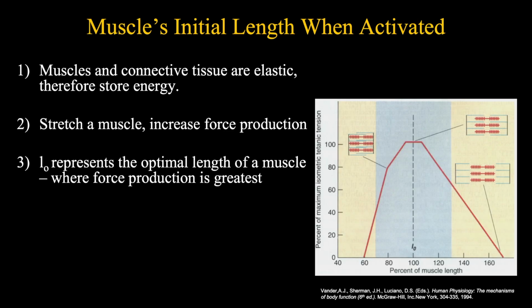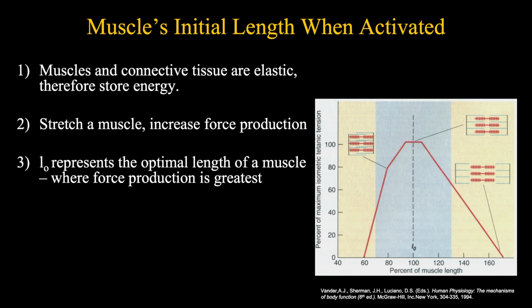The muscle's initial length when activated is also a factor in force production. In this diagram, on the y-axis, we have the percent of maximum isometric tetanic tension. In other words, what's the percent of maximum force that can be produced? And on the x-axis, we have the percent of muscle length. In other words, how much interaction at the level of the sarcomere do the actin and myosin filaments have? At 80% of resting muscle length, we get 80% of maximum isometric tetanic force to be produced. In that diagram, you can see that there's a lot of overlap between the actin filaments. That blocks the active sites of the actin filament, so the myosin heads never get a chance to attach. That's why there's a lower force production at this given length.